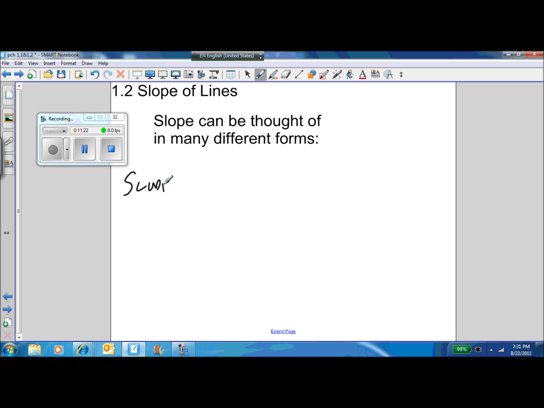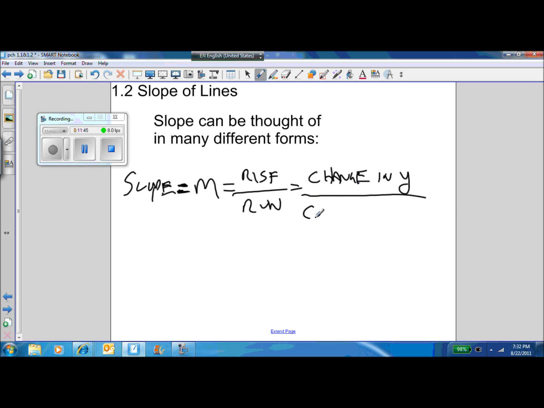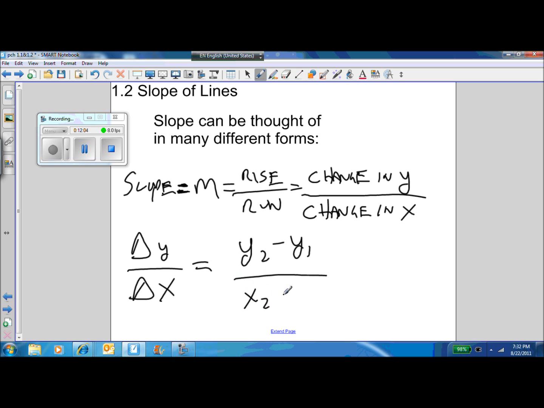Slope is usually represented by the letter M from when France was really big into math. The French word for mountain, I think, is mons. And you think of the slopes of mountains. It's basically the rise over the run, the change in Y over the change in X. That can also be used with Greek letters, delta Y over delta X, that delta meaning change in. And so finally we get our formula: Y2 minus Y1 over X2 minus X1.